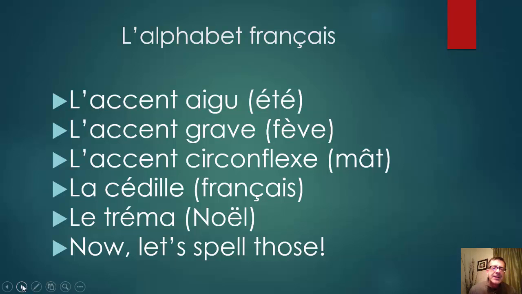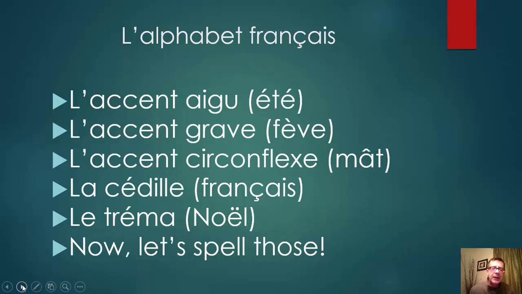So next one is la cédille. That just turns a C into a soft C sound, makes an S sound, right? So like in the word for the name of the French language, français, or it's an adjective also, français. La cédille makes a hard C sound into a soft C sound, an S sound.